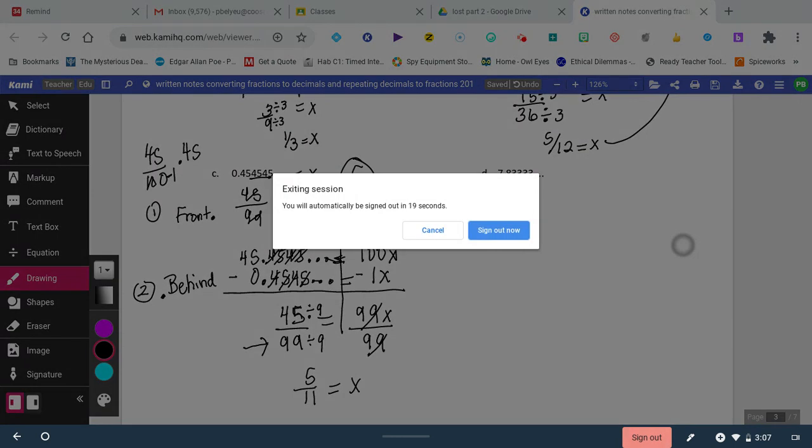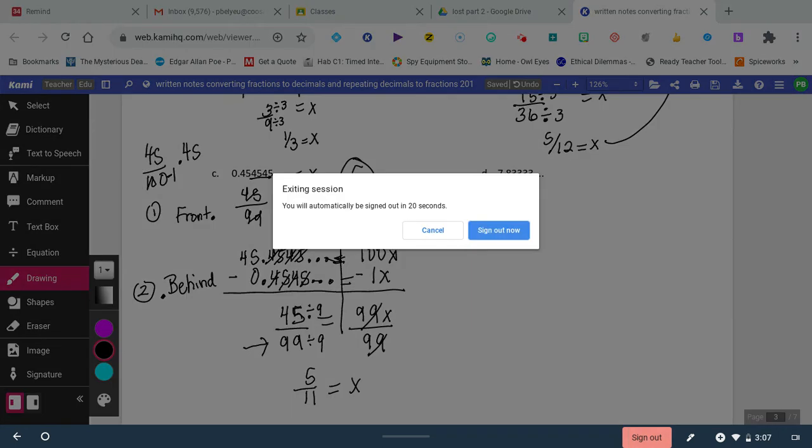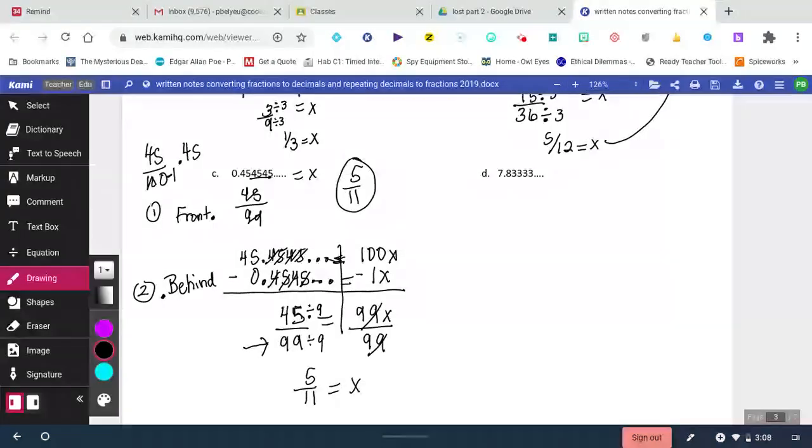All right, so here, cancel. I don't want to sign out. All right, so here I'm going to set this equal to X. Why are you trying to sign me out? Oh, no, never mind. Forget it. Set this equal to X.